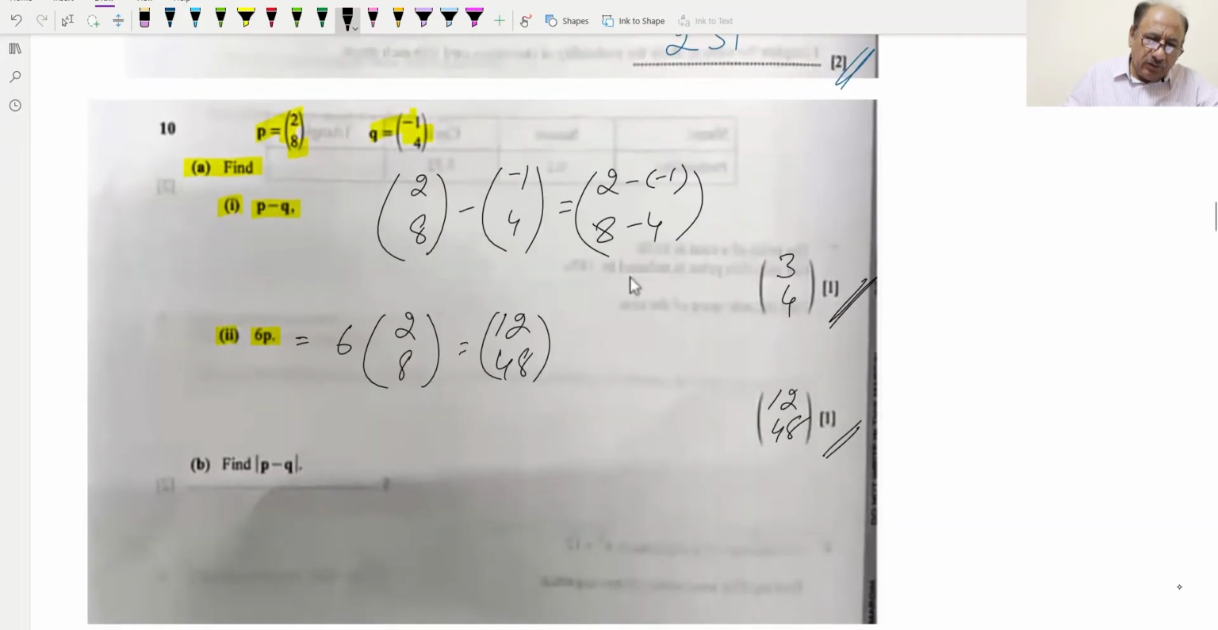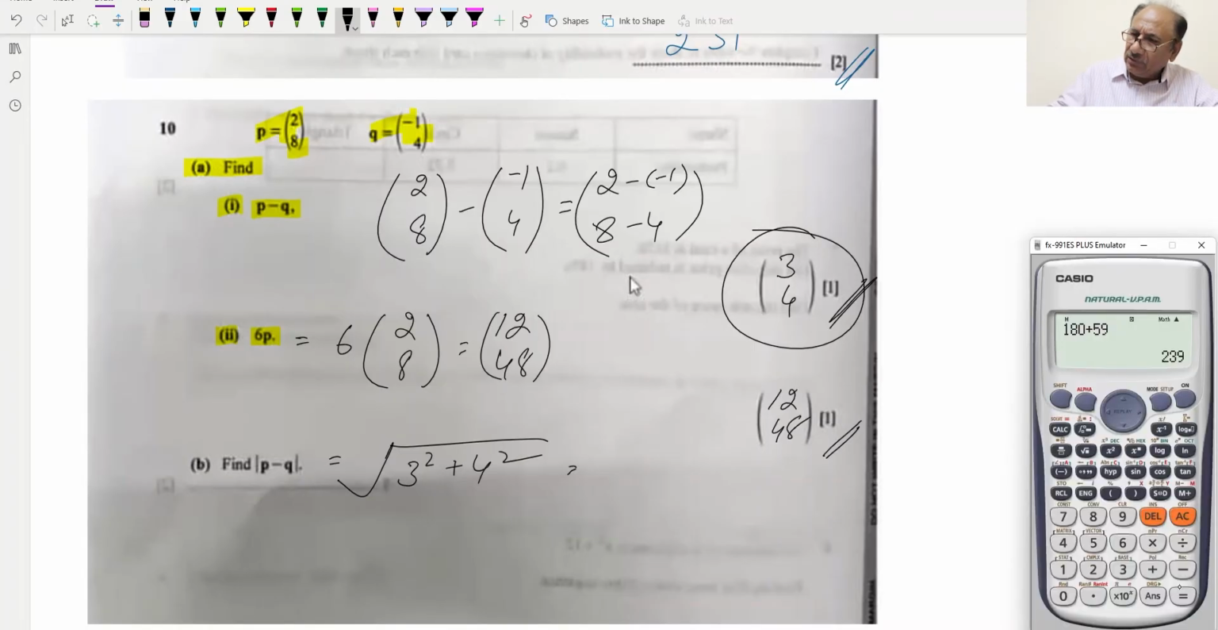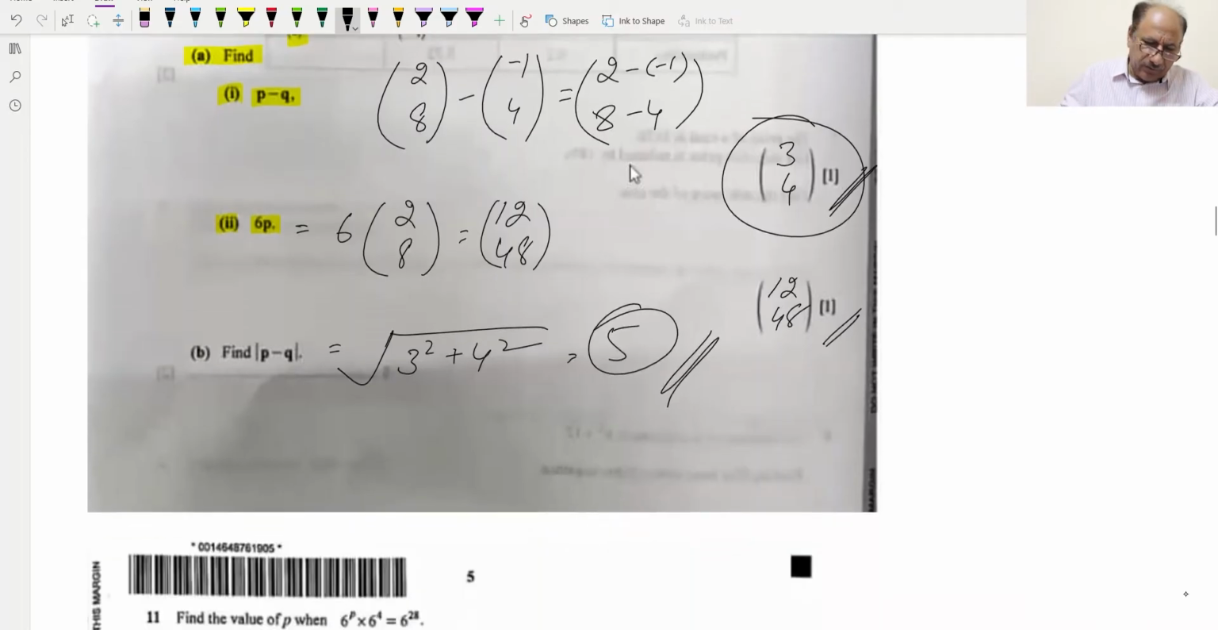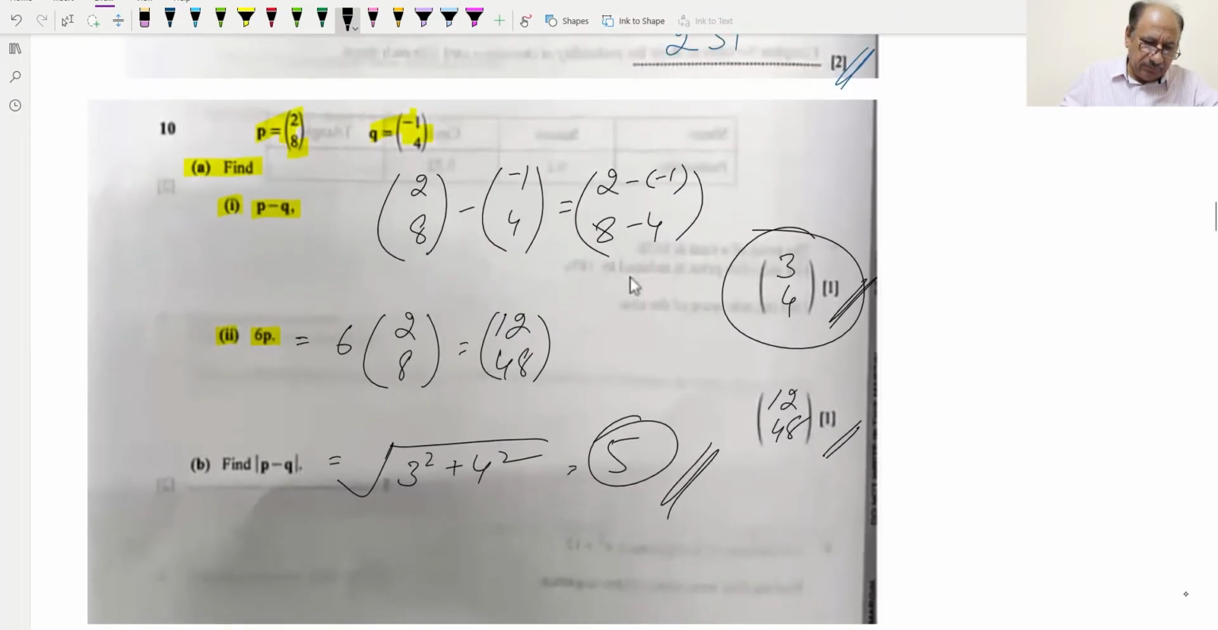P minus Q we already found, and which is this one, 3 and 4. So we can write mod of P minus Q will be the square root of 3 squared plus 4 squared, and we can find this, 3 squared plus 4 squared, and this is equal to 5. So 5 will be our final answer for this question number 10b part.